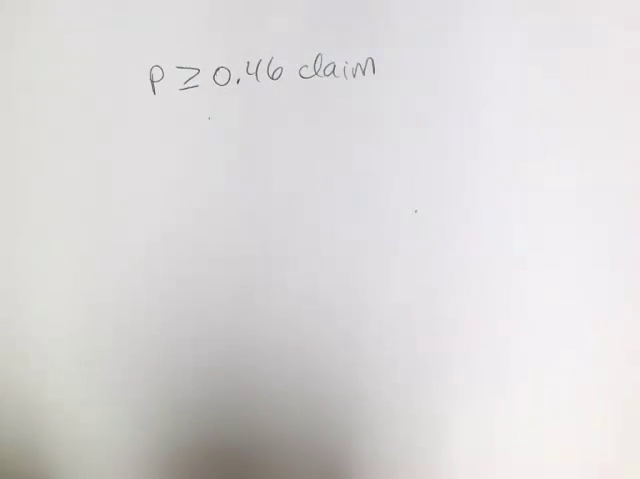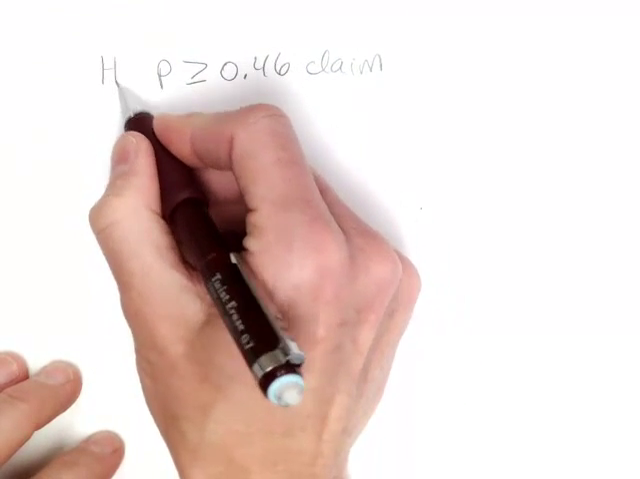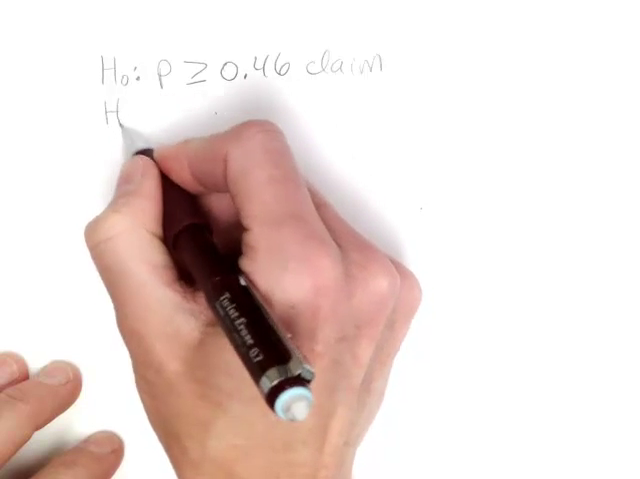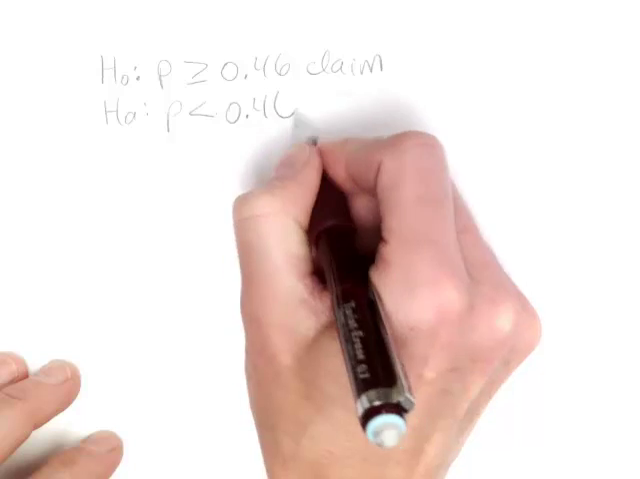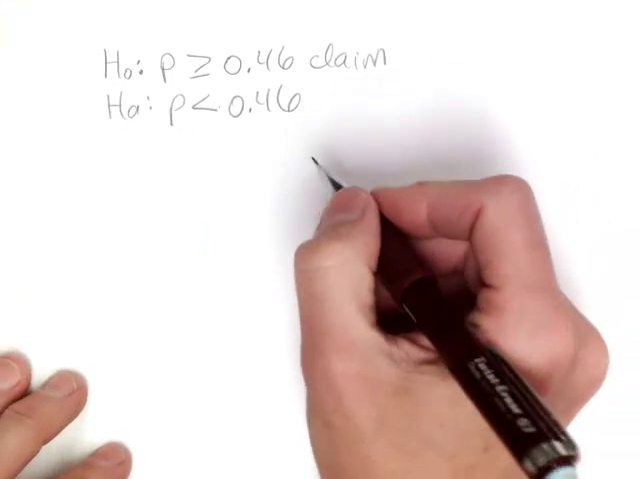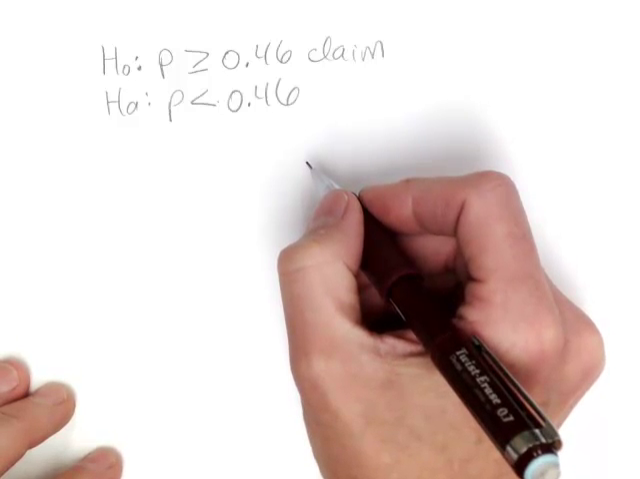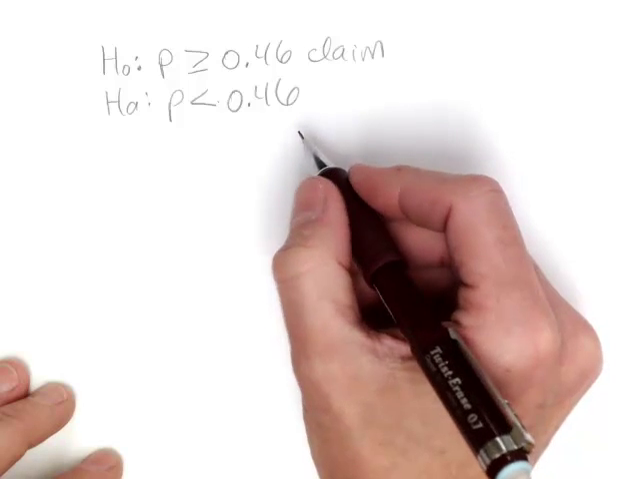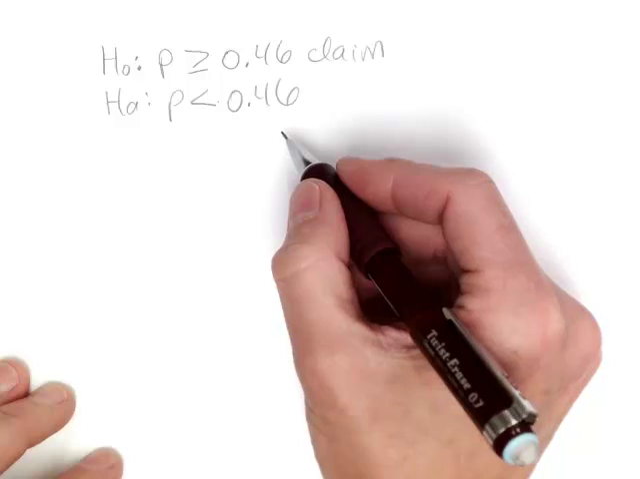Because the claim has the case of equality, the claim is the null hypothesis. So this makes the alternative hypothesis P less than 0.46. So this is going to be a lower tail test. Let's go ahead and check the assumptions to use the z-test for this, the proportion z-test.